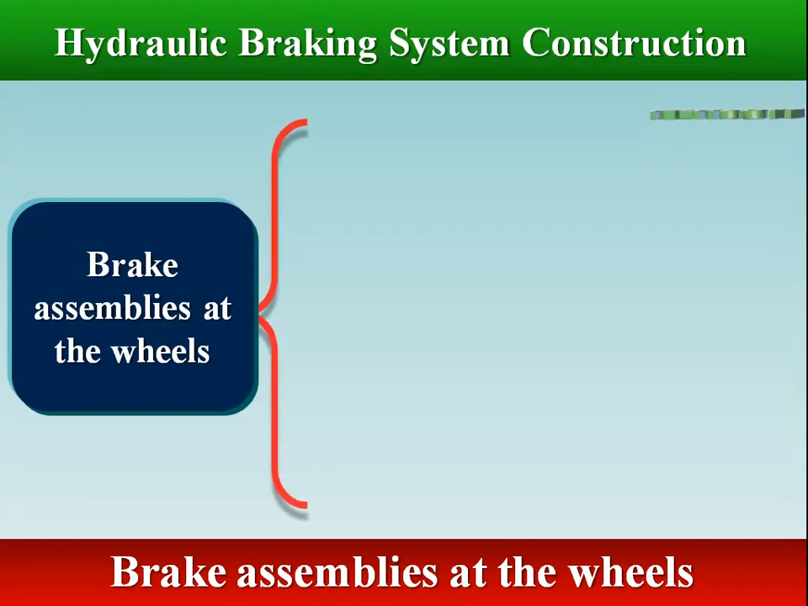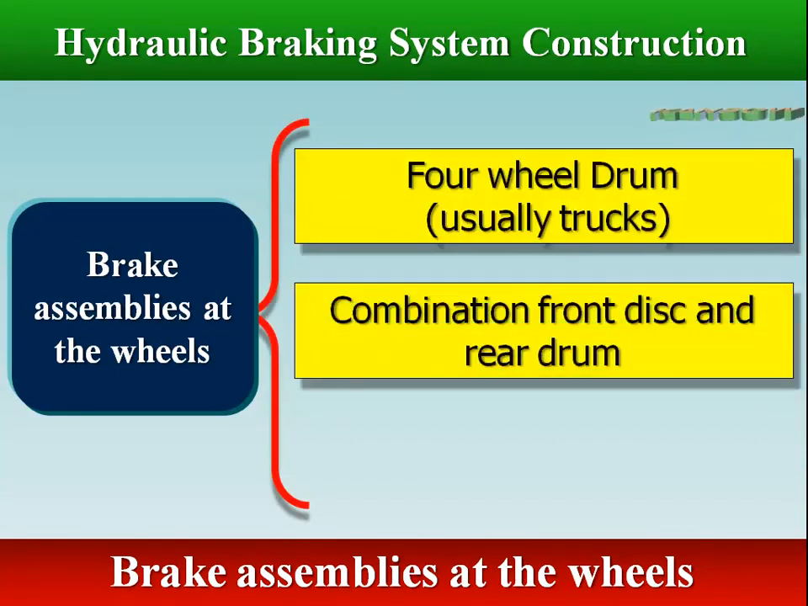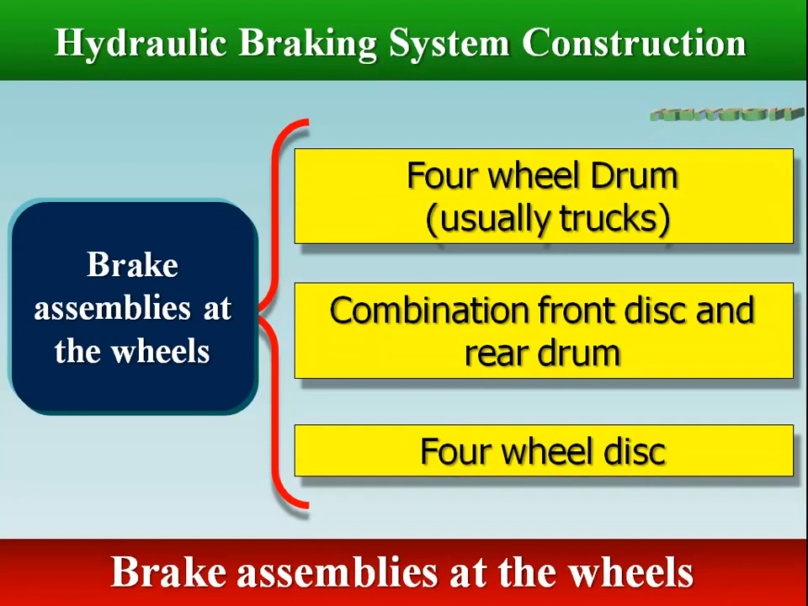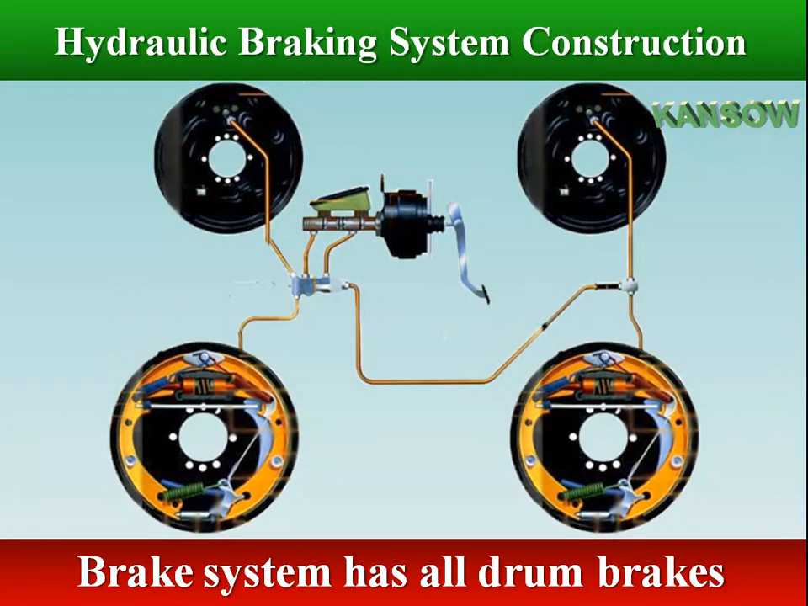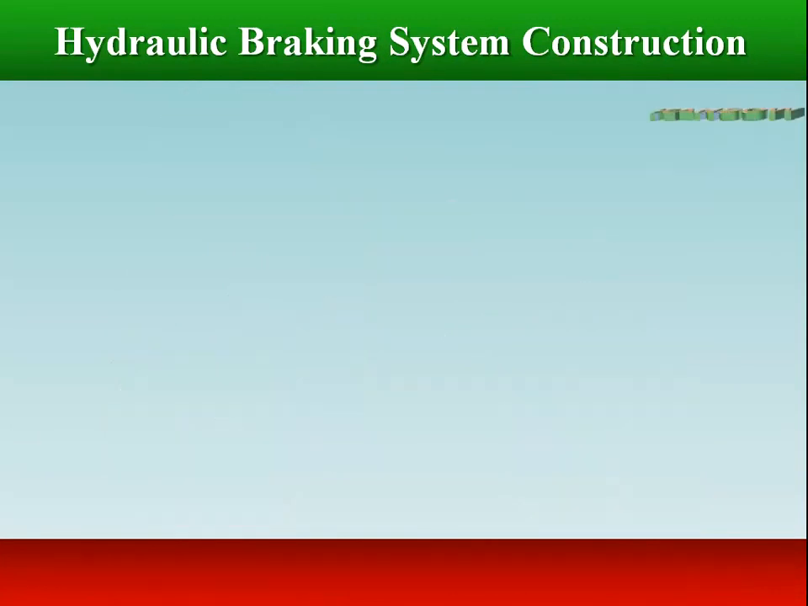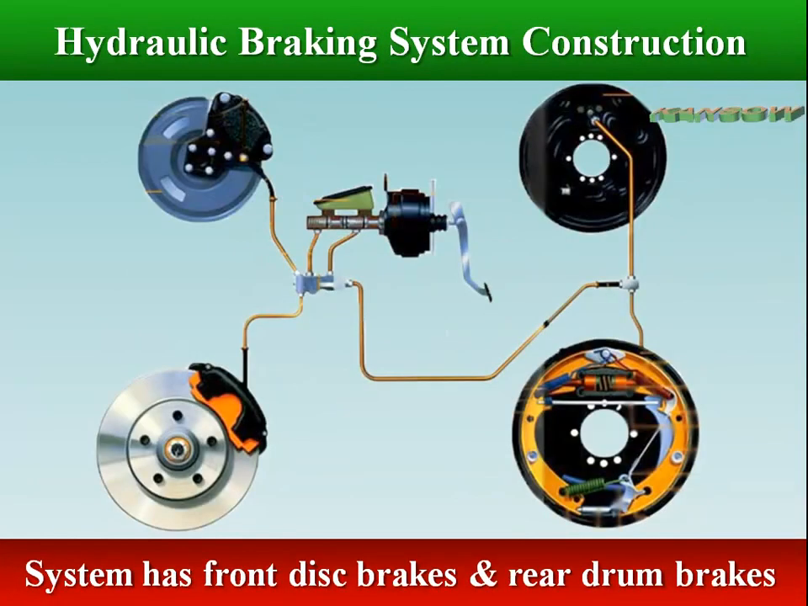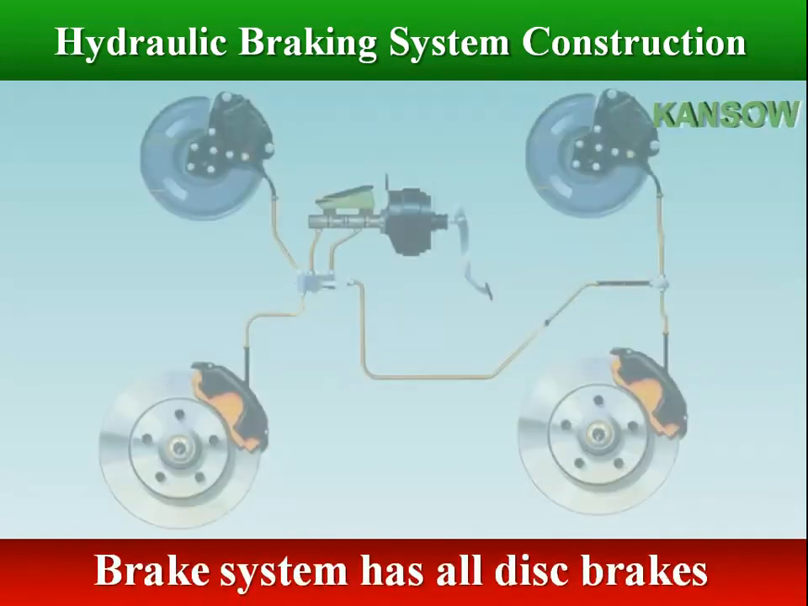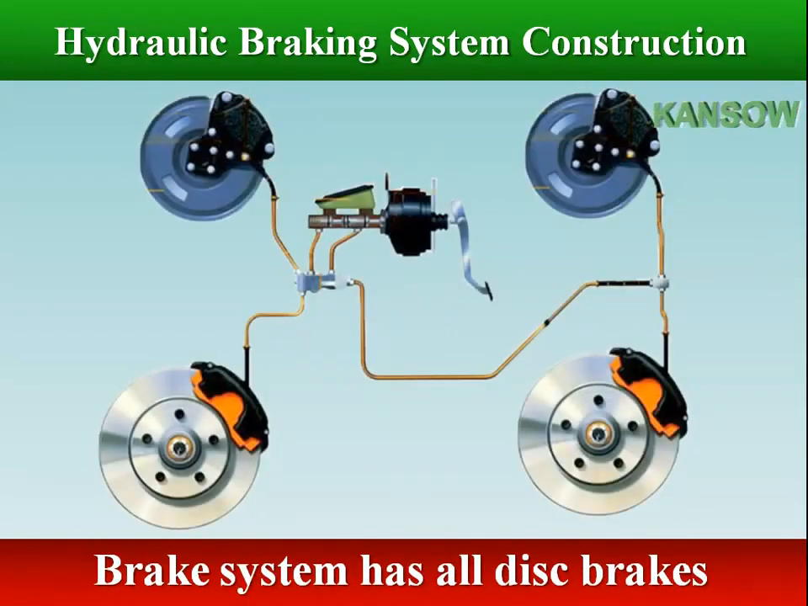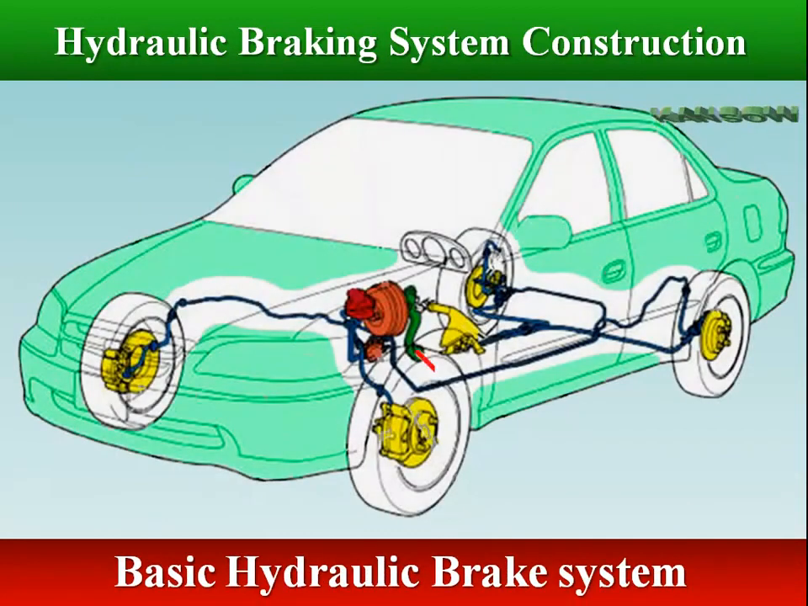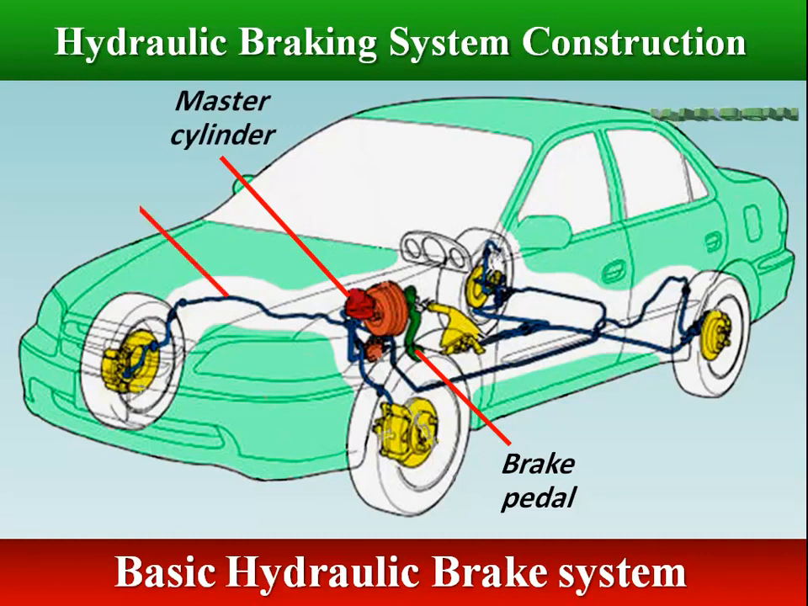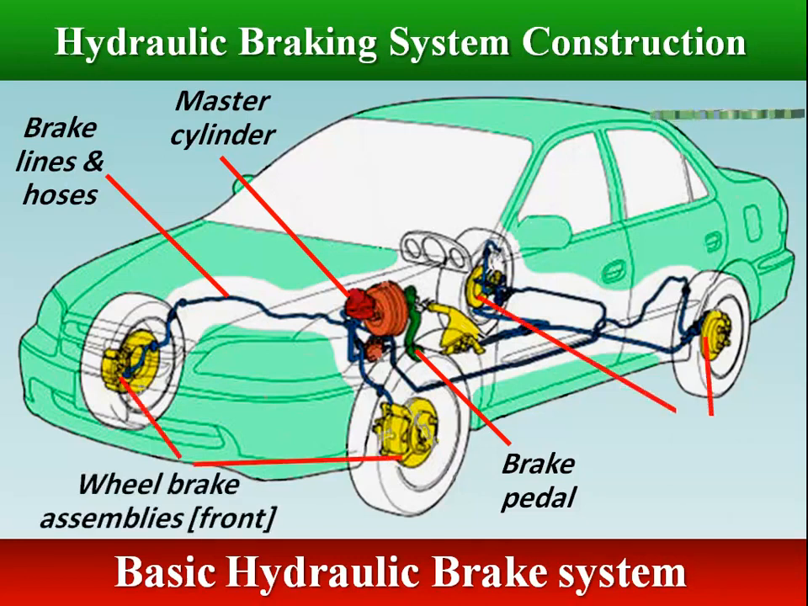Some braking systems have all drum brakes, some have disc brakes on the front wheels and drum brakes on the rear, others have all disc brakes. A basic braking system has a brake pedal, a master cylinder to provide hydraulic pressure, brake lines and hoses to connect the master cylinder to the wheel brake assemblies, and the wheel brake assemblies, drum or disc, that stop the wheels.